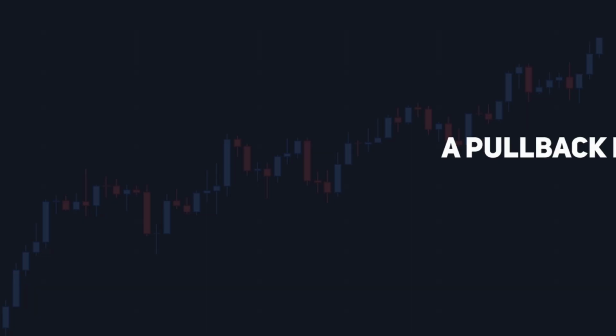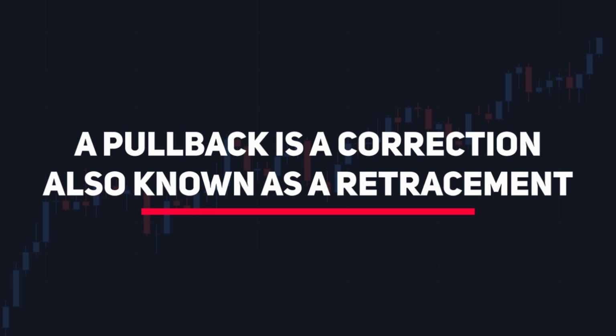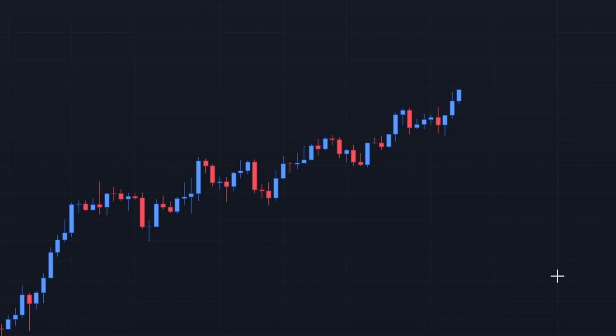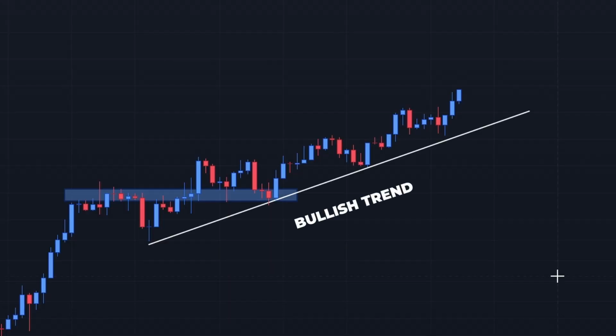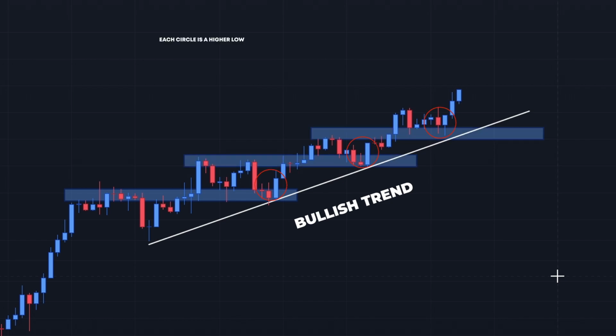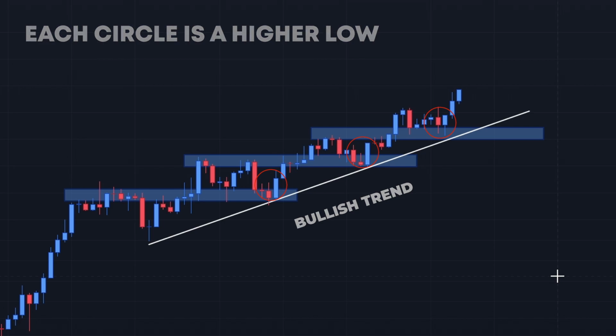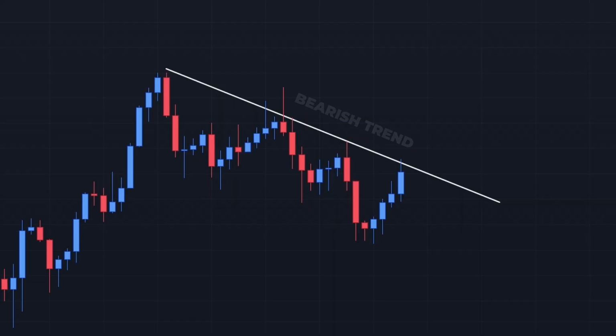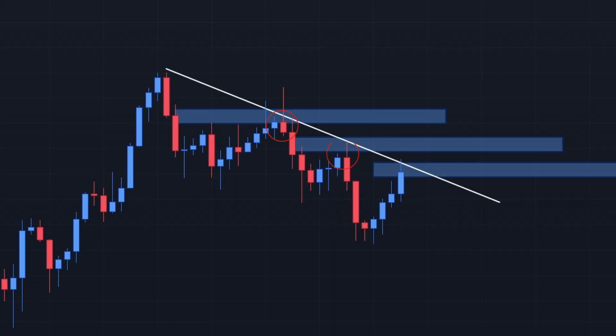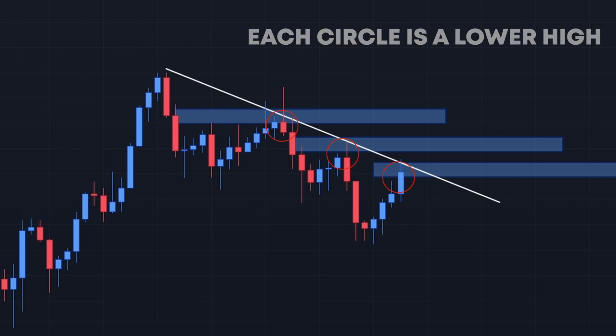So for all the beginner traders, what is a pullback? A pullback is a correction in a trending market, also known as a retracement. During an uptrend, a pullback occurs when the price moves down before continuing its upwards trend. This downward movement forms a higher low relative to the previous price point. Vice versa, during a downtrend, a pullback occurs when the price moves up before continuing its downward trend. This upward movement forms a lower high relative to the previous price point.